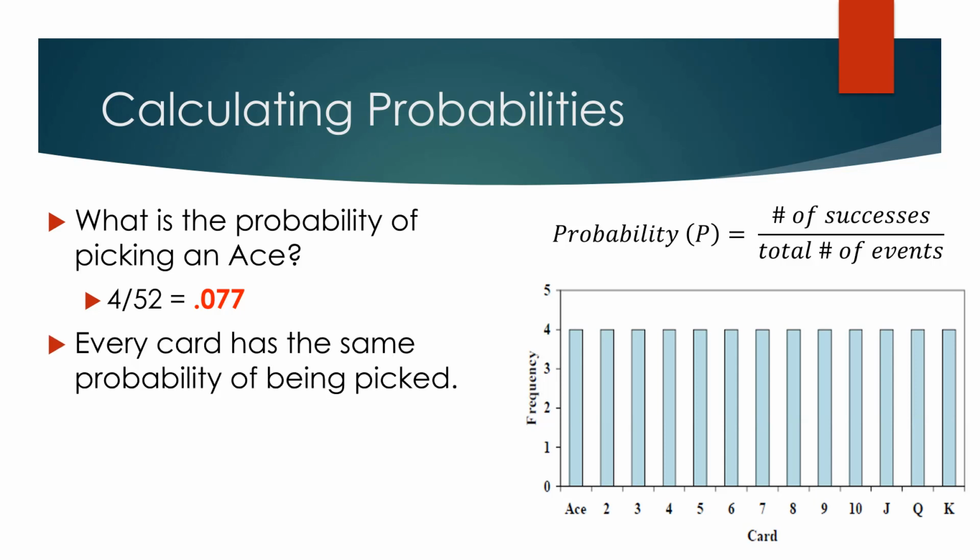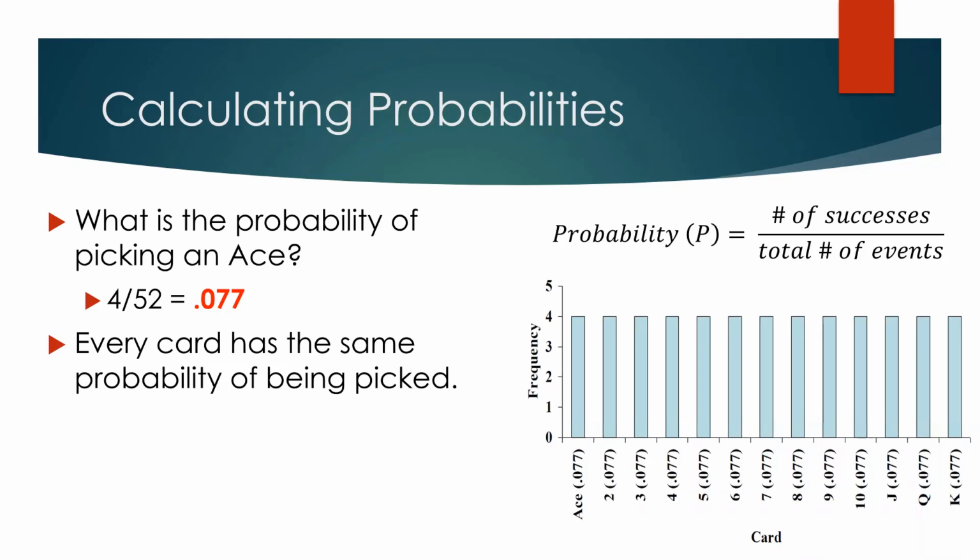And in fact, every card has the same probability of being picked because there are 4 of every kind of card, right? So I'm just going to replace that previous image with this one here, where we just see the probability is 0.077 for every card that we have there. So it's 4 of every card. So same probability for every card being picked.